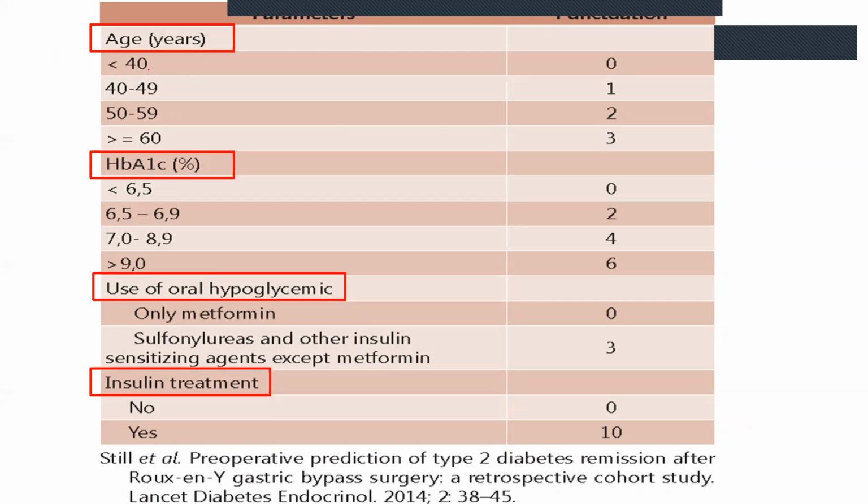For example, with age, they gave a higher score for a lesser probability of remission. So if the age was higher, they gave a higher score. Similarly, if the glycated hemoglobin level was higher, the score was higher. Here they also differentiated between metformin and other OHAs, for example the sulfonylurea group and other insulin sensitizing agents. If it was only metformin, the score was 0. Any other OHA scored 3. And the highest weightage was given to insulin, with a score of 10 if there was insulin use in the patient.